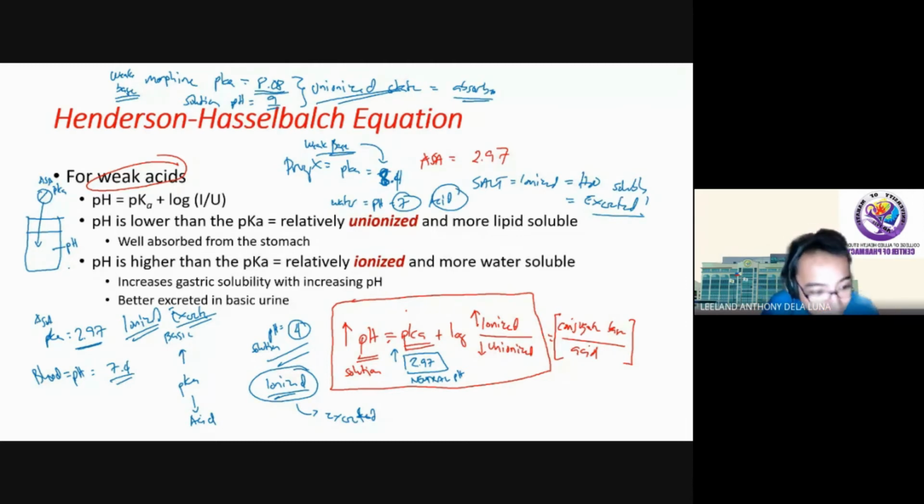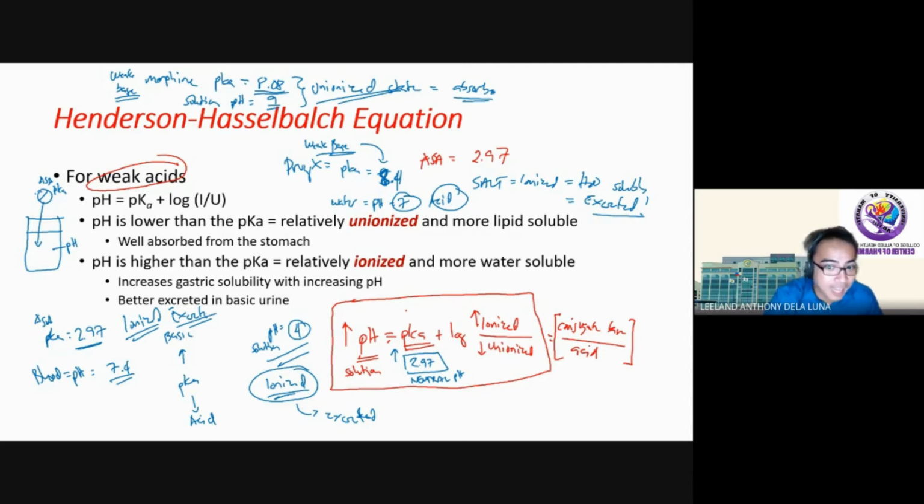Hindi siya magko-completely dissociate. Kung sakali man mag-completely dissociate siya, dapat equal ang pH sa pKa, for it to undergo complete dissociation. Pero dahil most likely mahirap yung ma-achieve, ibig sabihin, aspirin will be partially ionized, partially unionized. Now, para malaman ko gaano ka-ionize yun, mamaya natin pag-usapan yun, pag nag-computation na tayo. So, how much ang mag-exist in its ionized state, how much will exist in its unionized state. Alright? Are we clear?